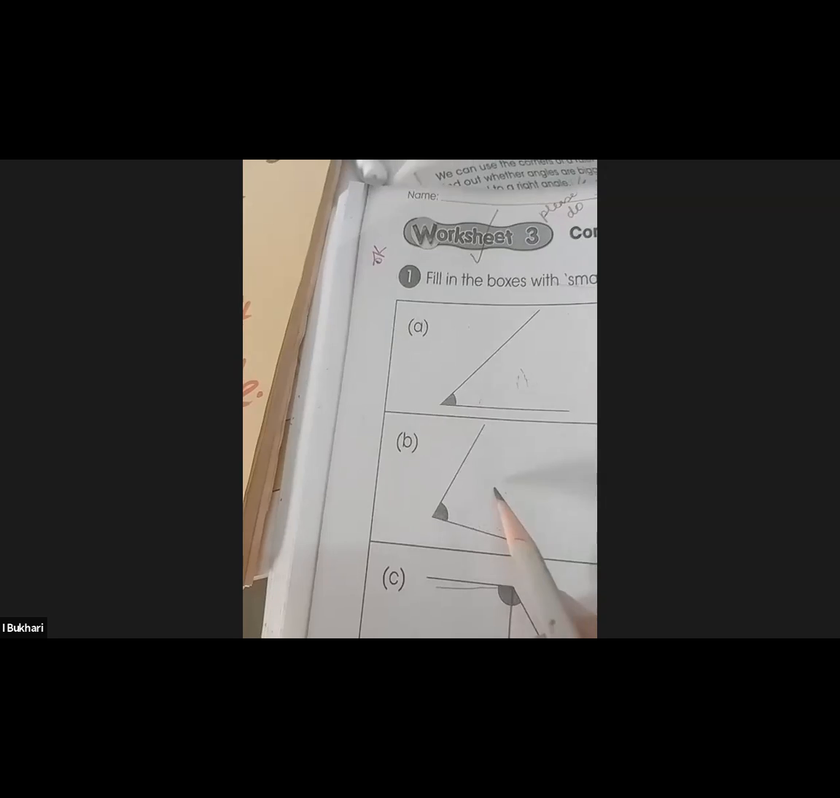Part B. Yes, Harim. Smaller. So angle which is smaller than right angle is called? No, angle which is smaller than right angle is called? Acute. Right. Good job. Okay. Now mute yourself.